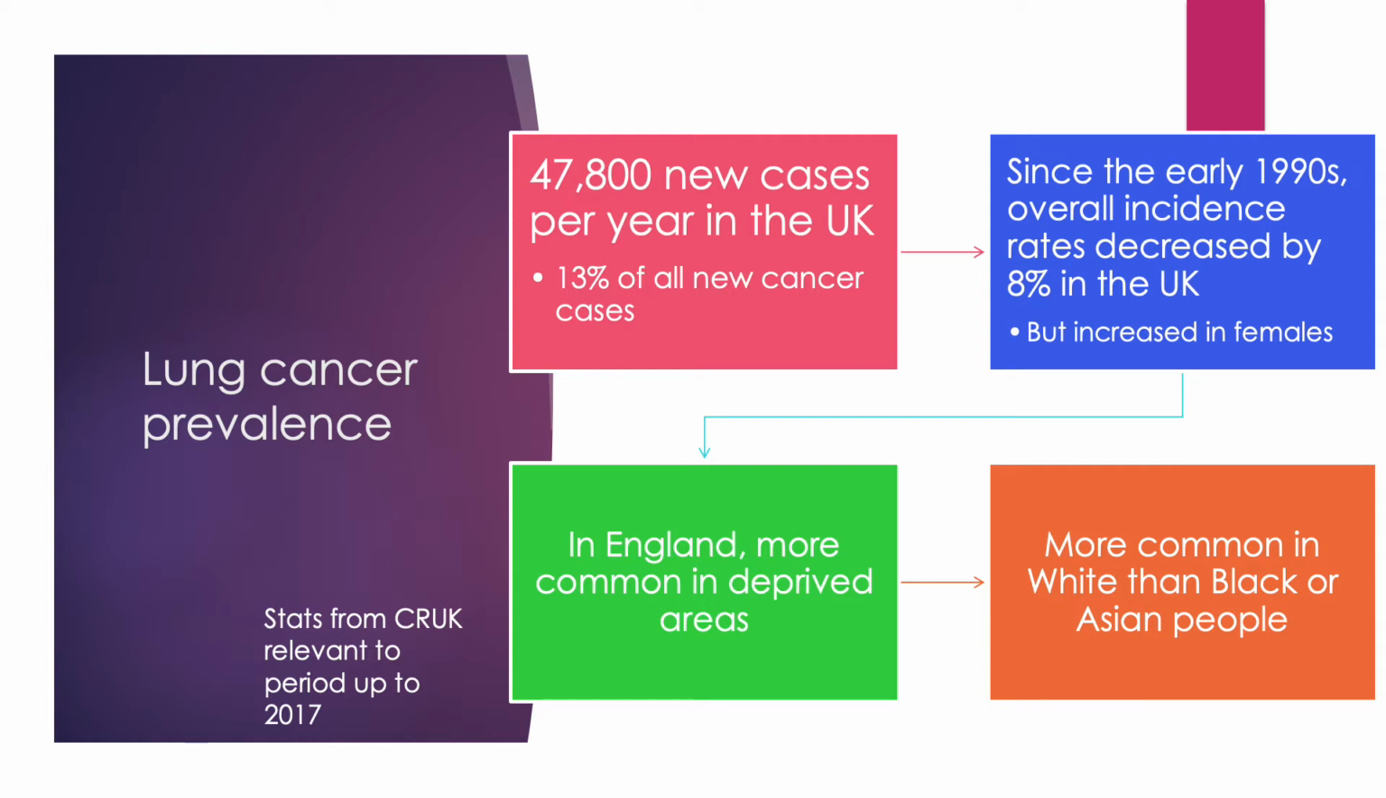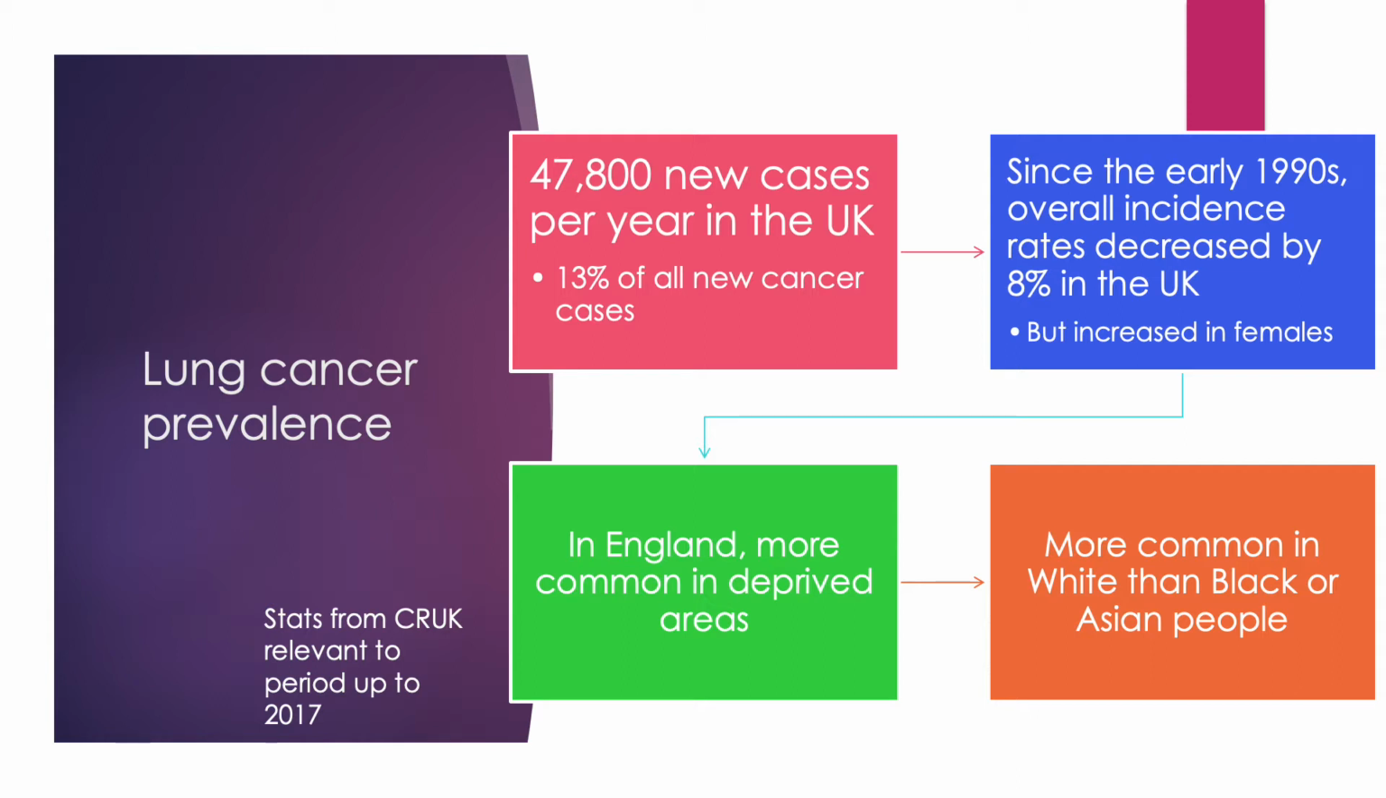The purpose of collecting all this information is to help us determine the things that increase someone's risk of a particular cancer, to monitor the effectiveness of different treatment options, and also to predict future trends related to different cancers. What we can see here is that there are nearly 50,000 cases of lung cancer each year in the UK, and this makes it the third most common cancer after breast cancer and prostate cancer.